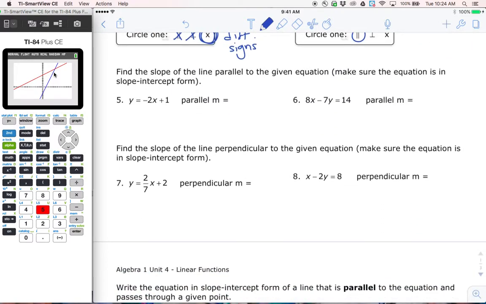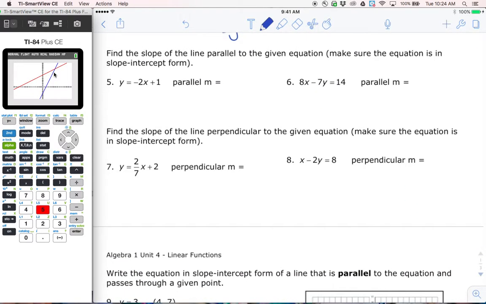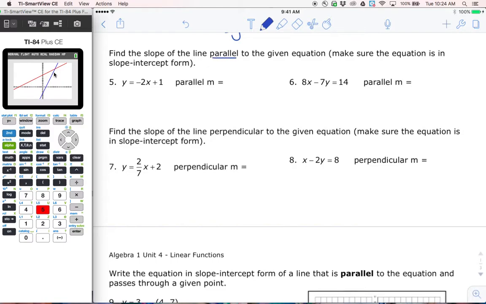Let's look at problem number 5. In problem number 5, it says find the slope of the line parallel to the given equation. So if my original slope is -2, then my parallel slope is -2 because parallel lines have the exact same slope. Don't overthink it.